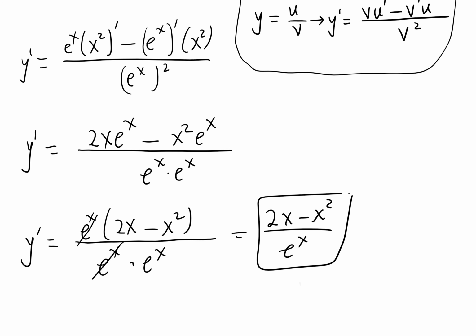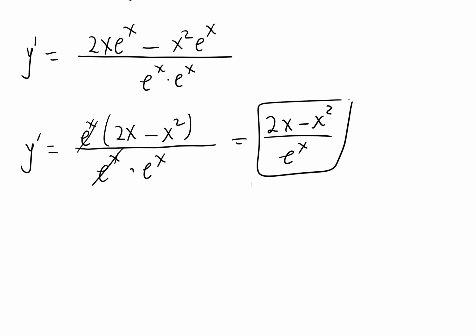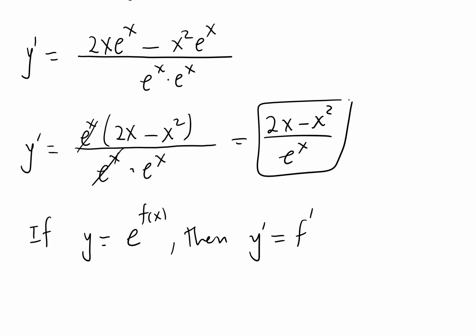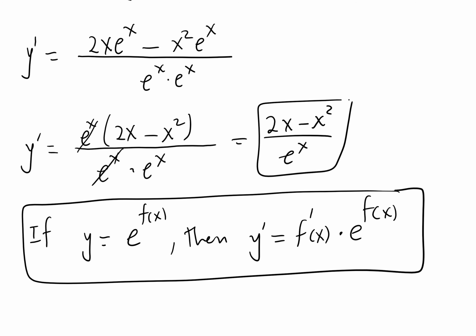The question that people ask, what happens if it's not just e to the x? How about if y equals e to some function like f of x, not x, maybe x squared, maybe 2x, maybe something else, then what would be y prime in this case? y prime would be the derivative of that exponent times e to the f of x.